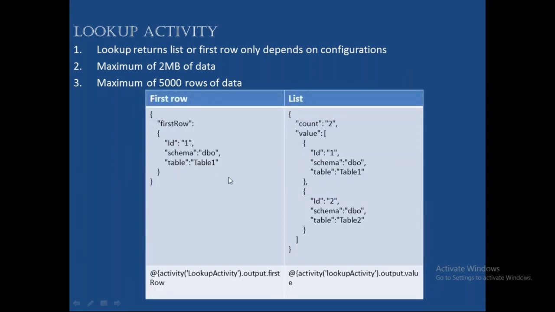you will get only this value. If it is a list, if you uncheck first row, then you will get a count. Count is 2. Here you see this is the first item, this is your second item. Total count is 2 items here.